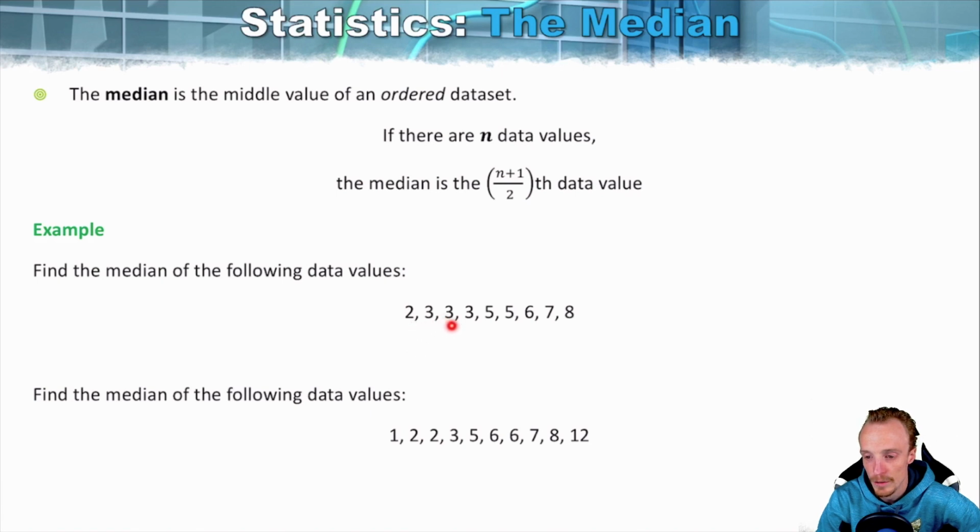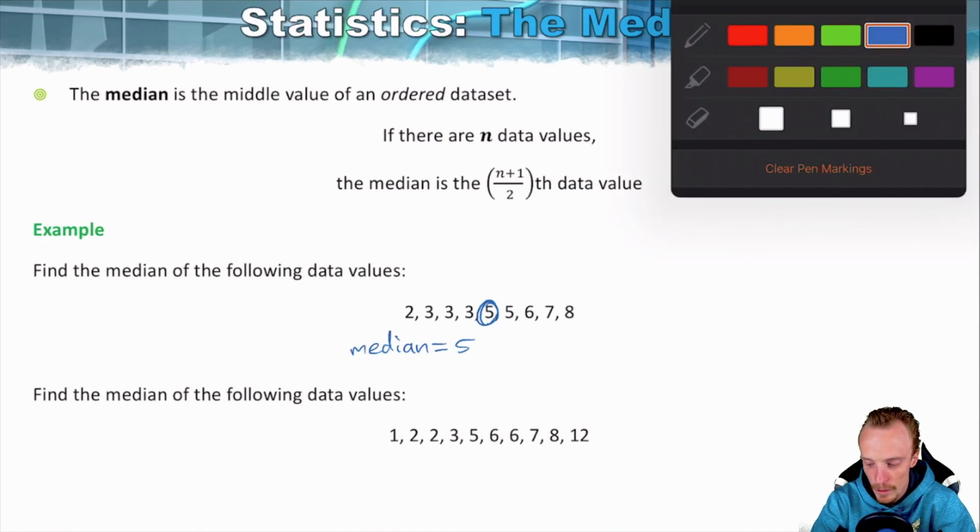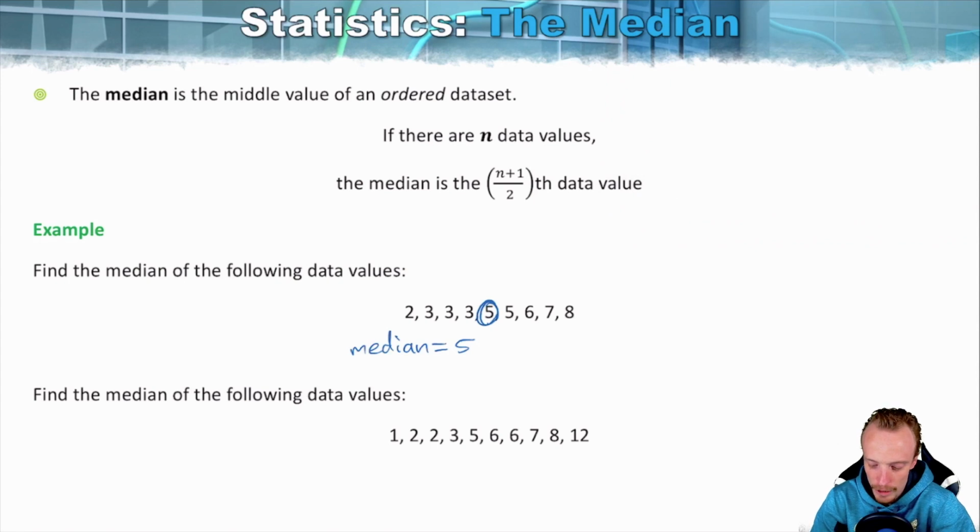So 1, 2, 3, 4, 5. So our middle value in this data here is this number just here. It's the 5th data value, so our median is equal to 5. So that's the quick way that we can go about it if we've got like hundreds of data points, rather than having to count them all out. The other way that you can go about doing it though, which will still find you that middle, is to do something like a cross out method.